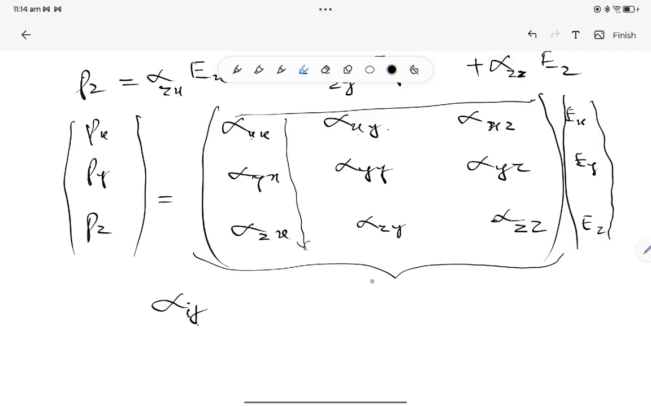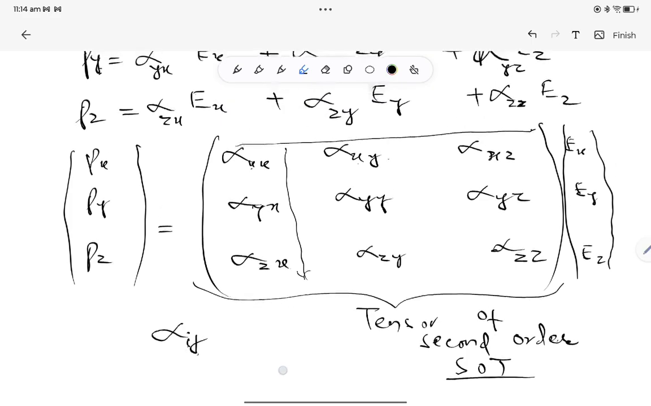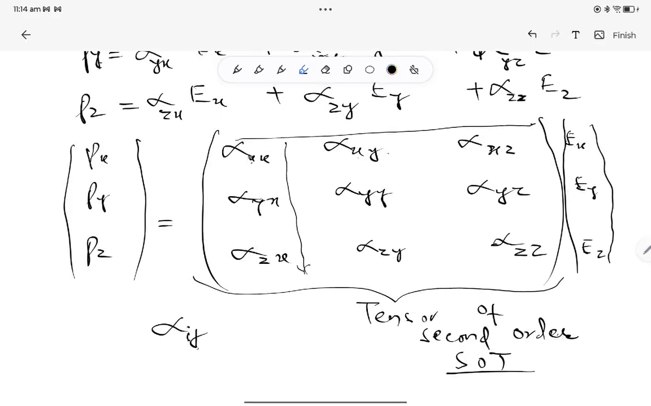This is then the example of a tensor of second rank. Tensor of second order. Second order tensor, SOT. Now this second order tensor has 9 components, 1, 2, 3, and these 9 components. A first order tensor, which is the vector, has only 3 components. And this number of components goes on increasing as the order of the tensor increases.